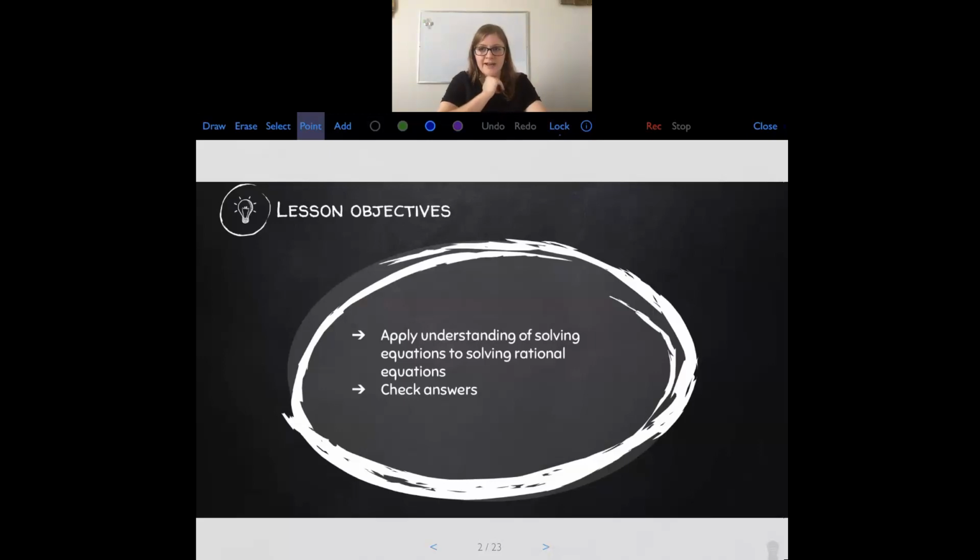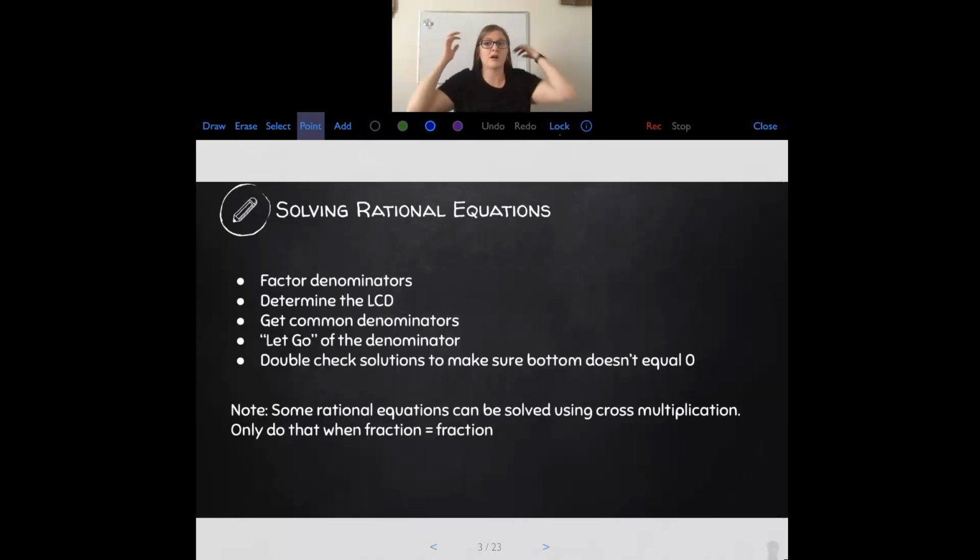Okay, so in this slide, I have some steps outlined that we talked about previously. These steps are for the method where you get all the denominators to the same and then let them go. But remember, another option is to multiply each denominator by the least common denominator. First you want to make sure all your denominators are factored, because this will allow you to correctly determine the least common denominator. Then you will get common denominators. You'll let go of them, as we discussed. It's like multiplying both sides by that common denominator. And then you'll check your solutions to make sure that the denominator does not equal 0.